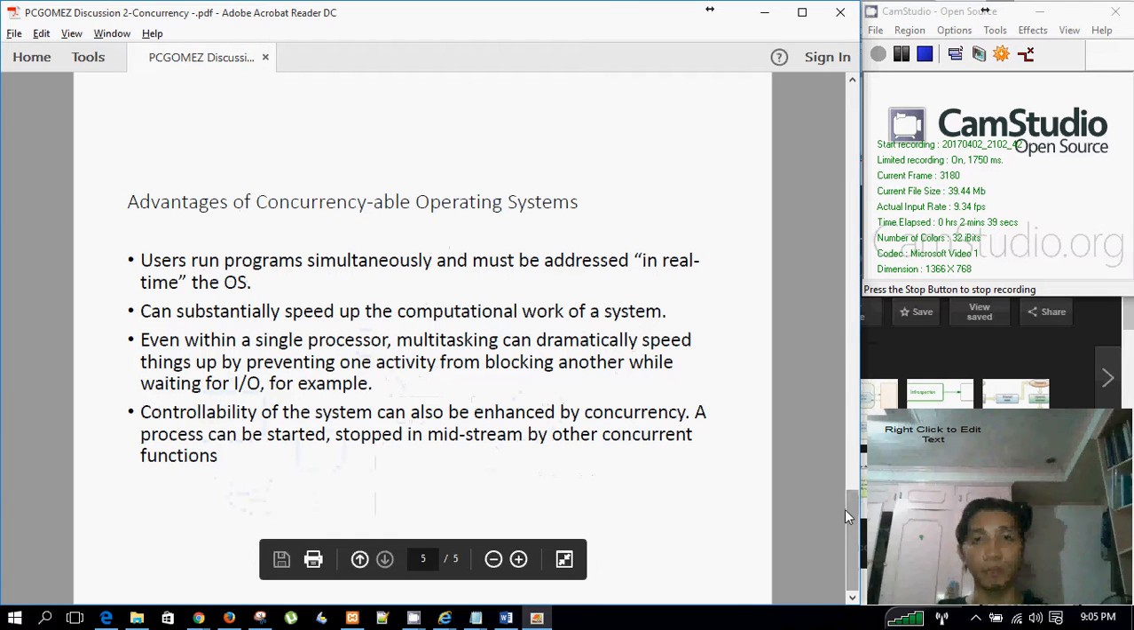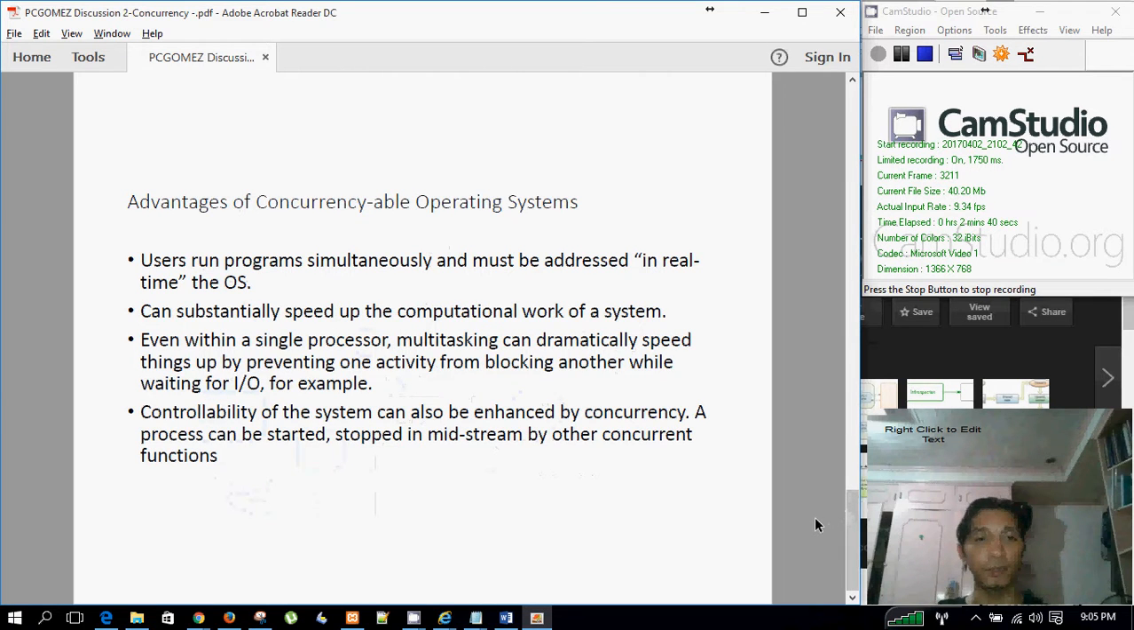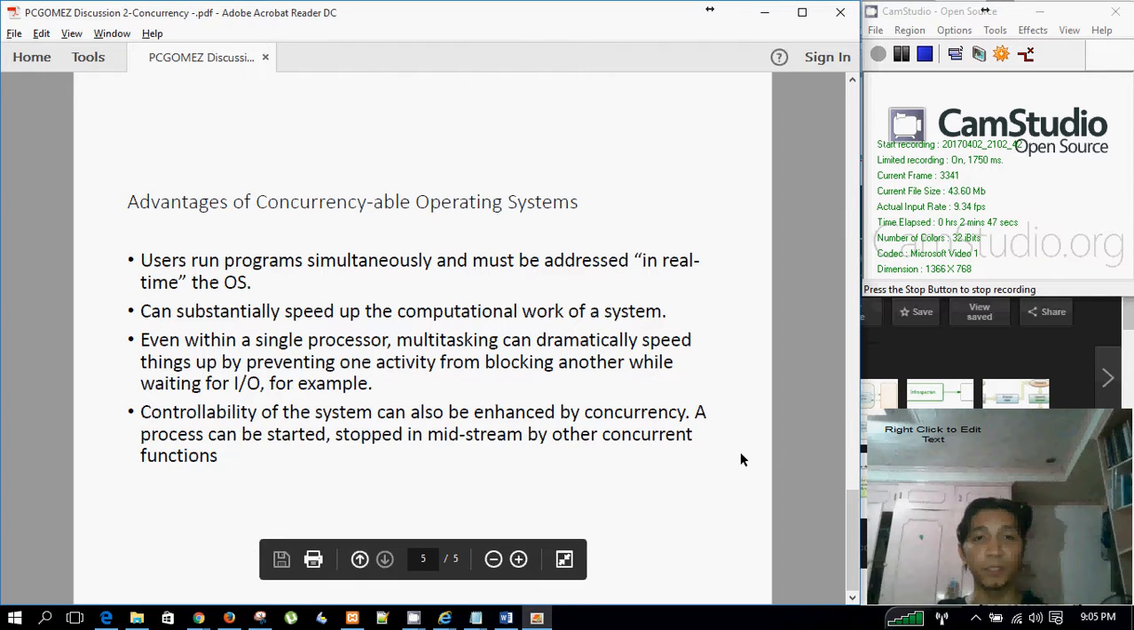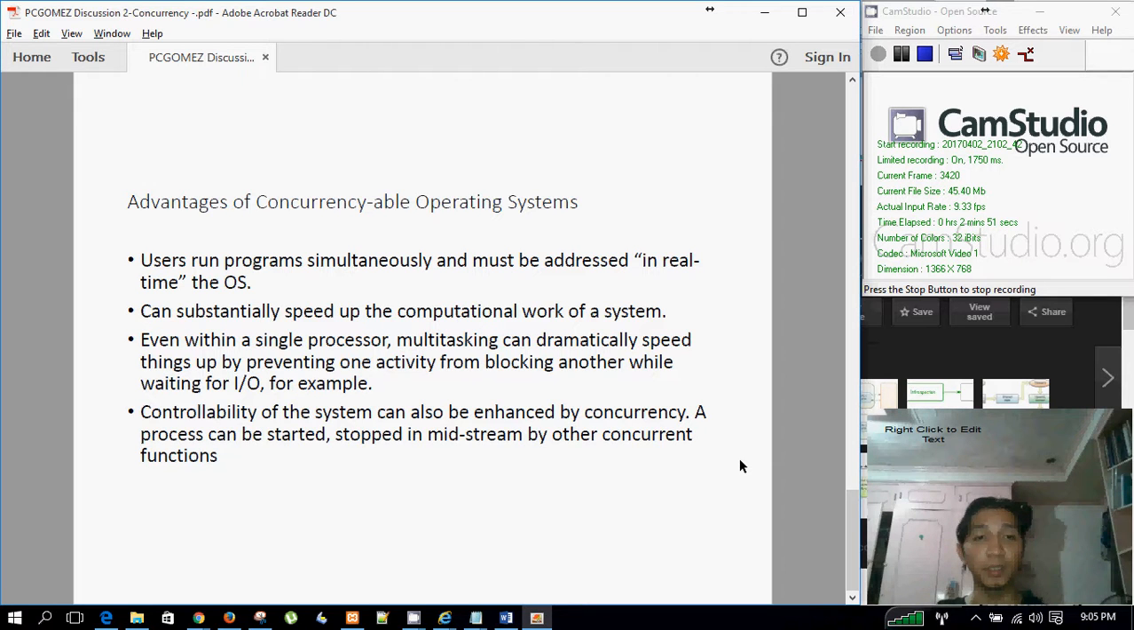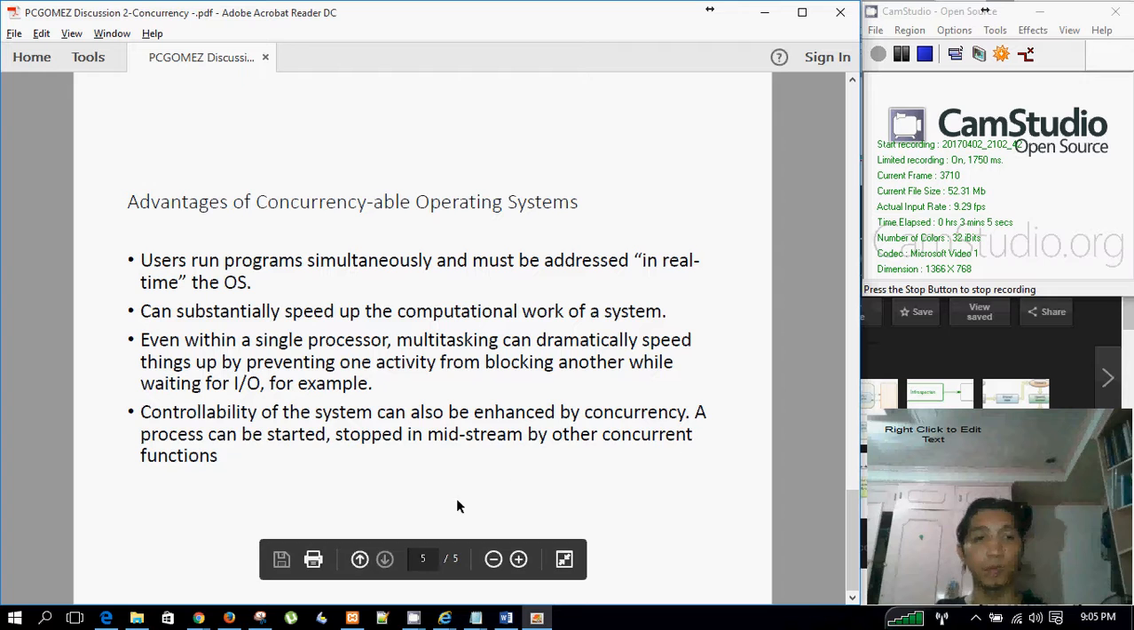So what are the advantages? Users can run programs simultaneously, and the experience will be in real time. It can substantially speed up the computational work of the system. Even within a single processor, multitasking can dramatically speed things up by preventing one activity from blocking another while waiting for, for example, input output from the user.